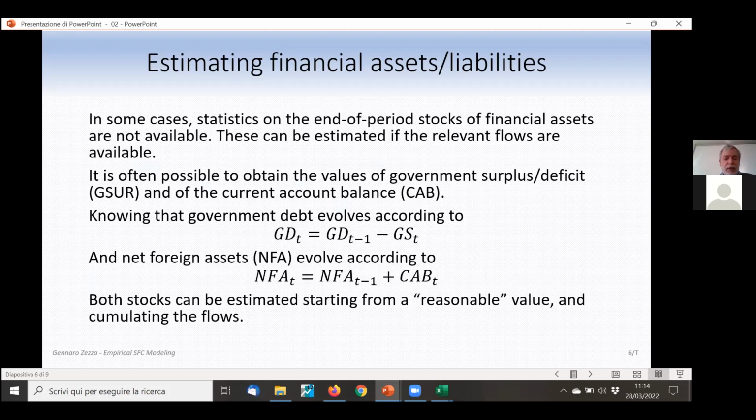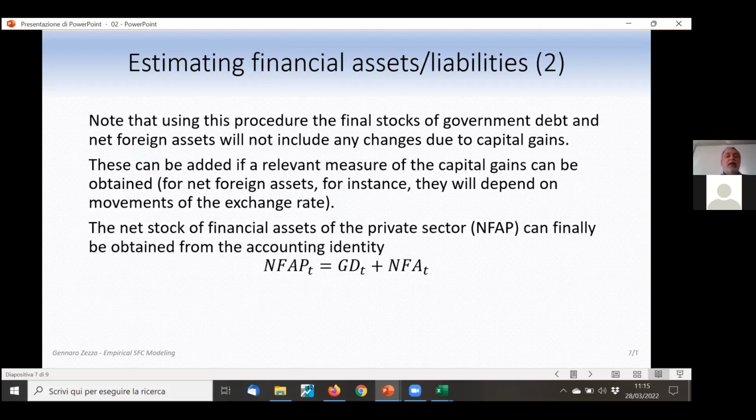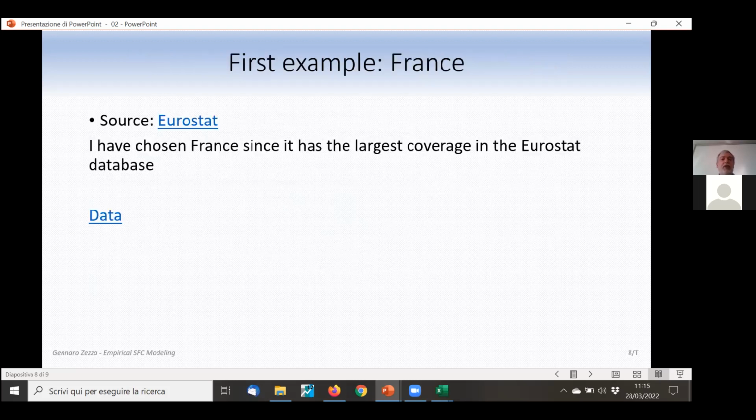And the same can be done for the international investment position of the country, which I called NFA in here, net stock of foreign assets. And this is the result of the accumulation of the current account balance in the balance of payments, starting always from a reasonable value. And then we know that in a 3-sector model, the net financial wealth of the private sector must be given by the debt of the other 2 sectors. So it will be the sum of the government net debt plus the net financial assets, which are debt of the rest of the world. So this is how you can obtain an estimate of the net stock of financial assets of the private sector.